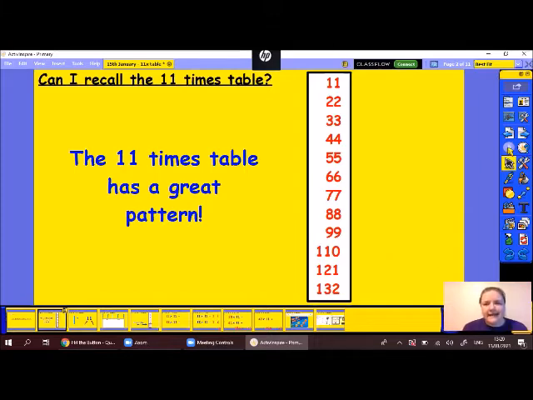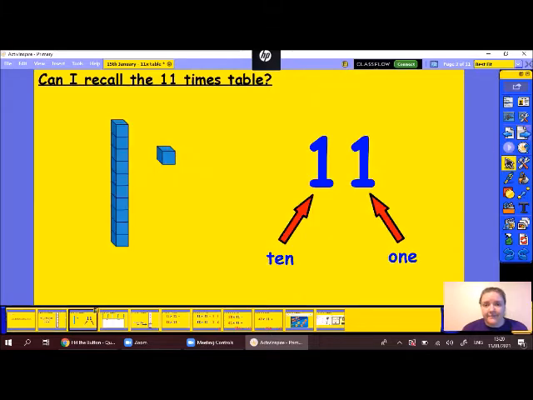So why does the 11 times table have this pattern? Well, if we look at the number 11, you'll see why. Here on the left, we've got some Deans showing us 11, so we have 10 and 1. And the number 11 has 1 ten and 1 one. So every time you multiply it, you still end up with the same number of tens and ones.